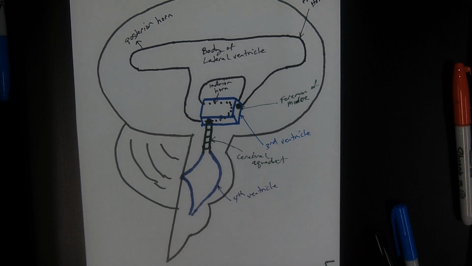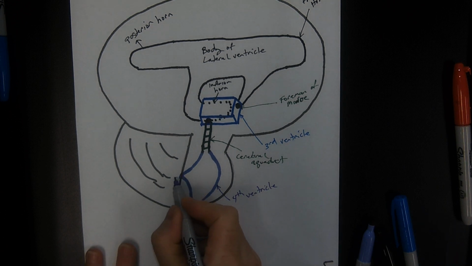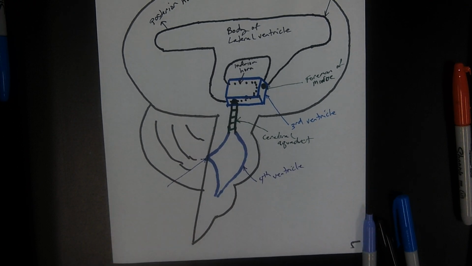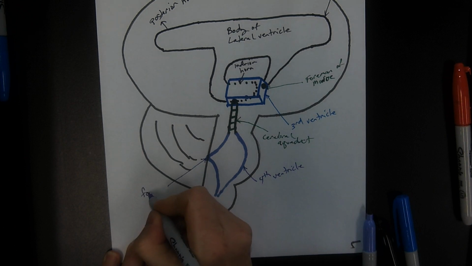If you can imagine the top of my head is the cerebral aqueduct, the fourth ventricle has a foramen that sits in the back. There's only one, and it's in the middle of the fourth ventricle. The name begins with an M. It's called the foramen of Magendie. So this special foramen at the back of the fourth ventricle, there's only one right in the middle.